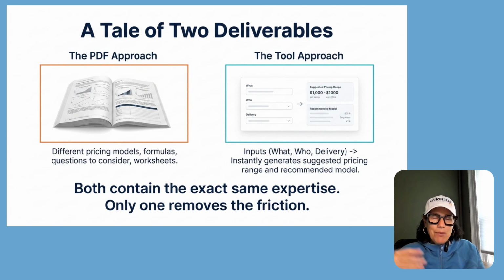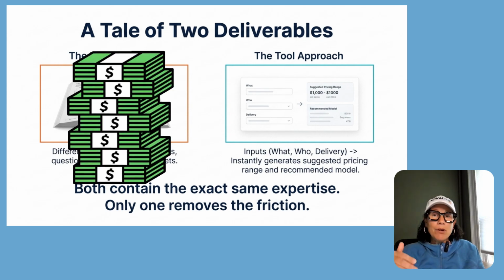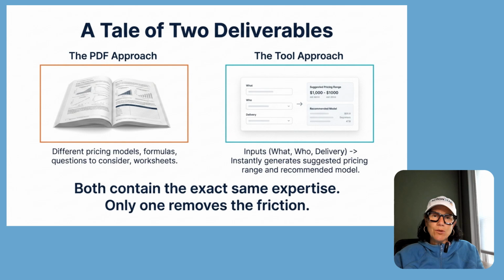Imagine you're teaching someone how to price a digital product. The PDF approach might explain several pricing models, include formulas, provide worksheets, and list questions that customers should consider. That information might be excellent, but the customer still has to work through it and make that final decision. A tool approach asks a few targeted questions such as, what are you selling, who's it for, and how will it be delivered? And then that tool generates a suggested pricing range and recommends an appropriate model. Both products contain the same expertise, only one removes most of the friction.